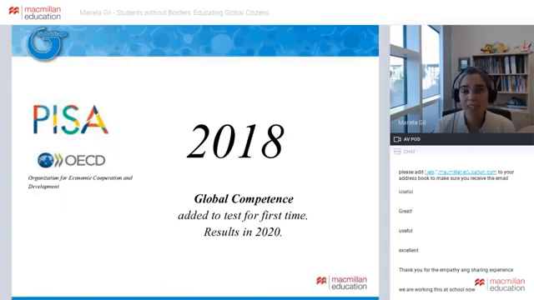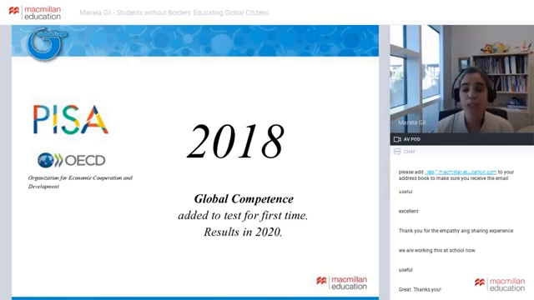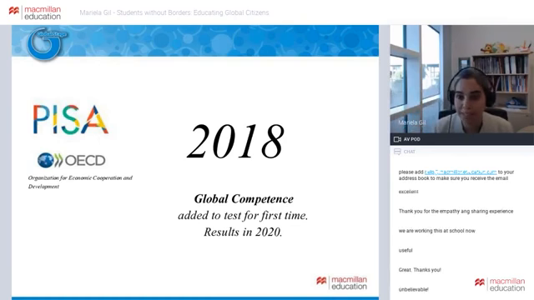Another impact that this has had is that PISA, the exam that is done at the end of secondary school, aims to measure whether we are preparing our secondary students to be successful in life. They have included a global competence test. In 2018 was the first time this test was administered. And the idea is that this test sees whether teenagers are being adequately taught to be globally competent.